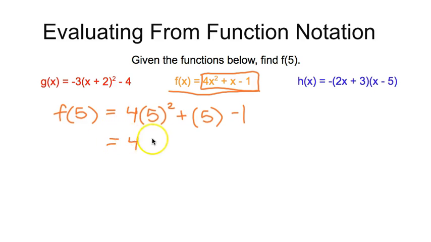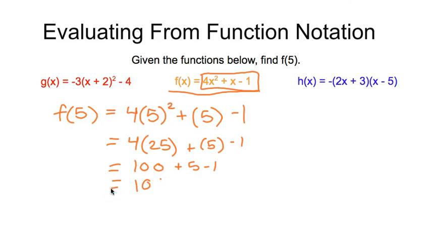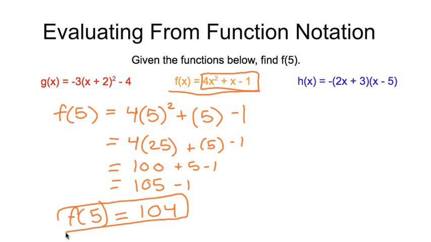So 5 squared means 5 times 5, and that's 25. And I copy the rest down. Notice I'm just doing one step at a time. 4 times 25 is 100. 100 plus 5 is 105. And of course, 105 minus 1 is 104, which tells me that f of 5 is equal to 104.